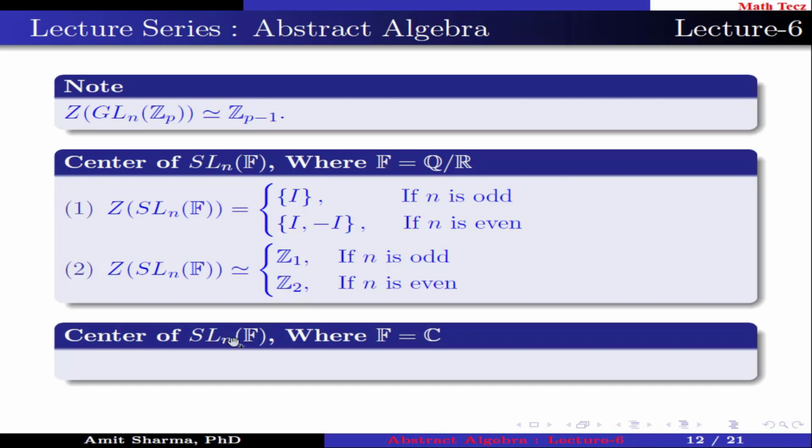Next is the center of SL(n, F), where F is C, the field of complex numbers. The center of SL(n, C) is isomorphic to Zn. For example, the center of SL(5, C) is isomorphic to Z5.